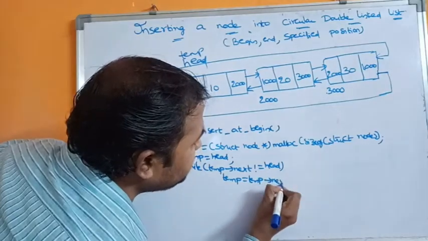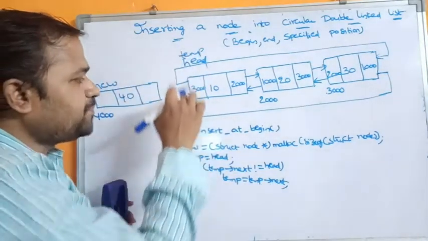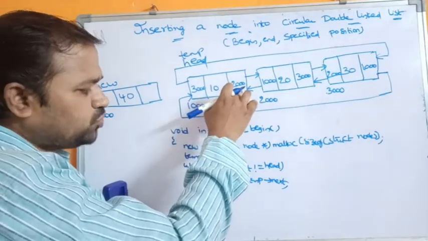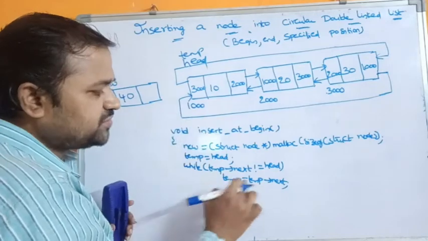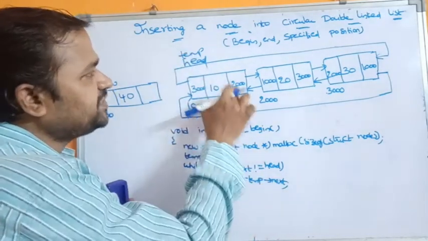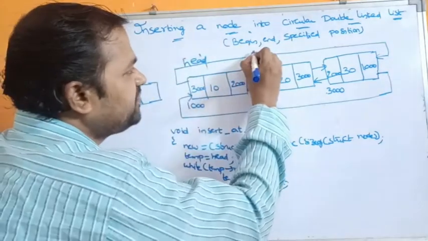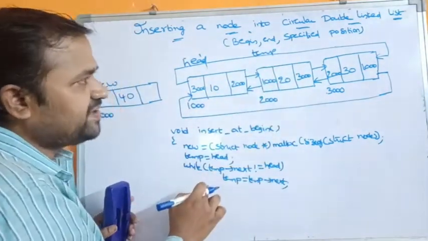So whenever this condition is false, then we can say that it is the last node. So what is temp? 1000. 1000 next means 2000. So 2000 is not equal to 1000. Condition is true. So temp is equal to temp arrow next. So temp means 1000. 1000 next means 2000. So now temp will be placed at 2000 memory location. So once again the condition will be evaluated.